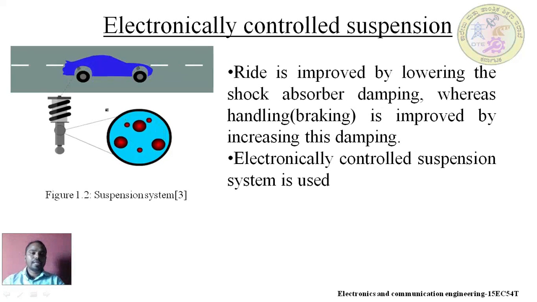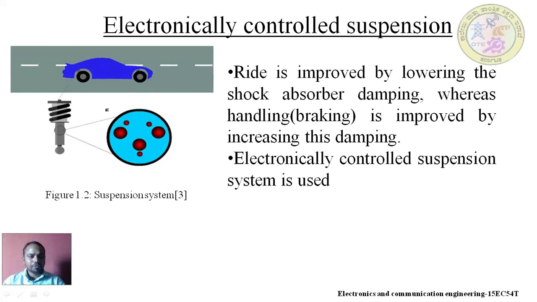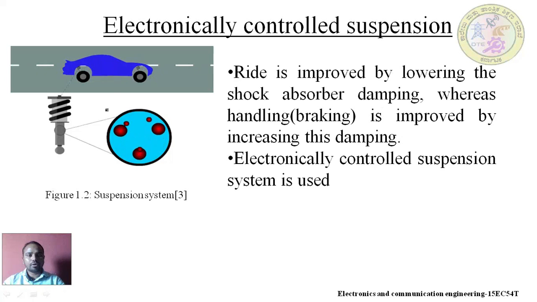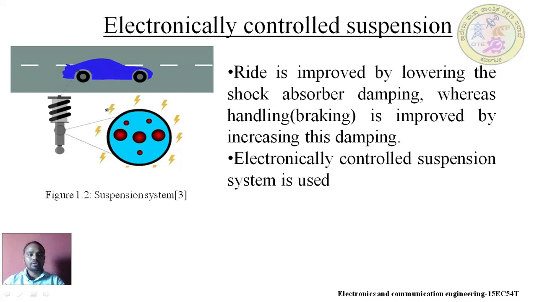Now, how can we overcome the ride and the handling? In the previous slide, we have seen that ride is the motion of the vehicle body when it encounters any irregularity on the road. Similarly, handling is a parameter where the vehicle body moves up and down due to hard braking. Now, how can we control this, or how may an electronically controlled system overcome this problem?